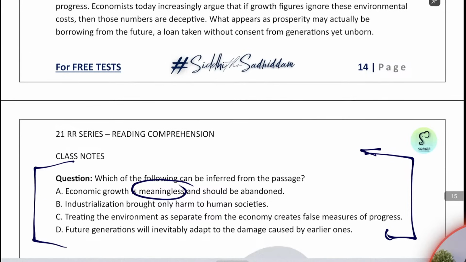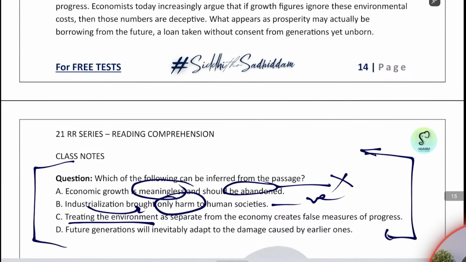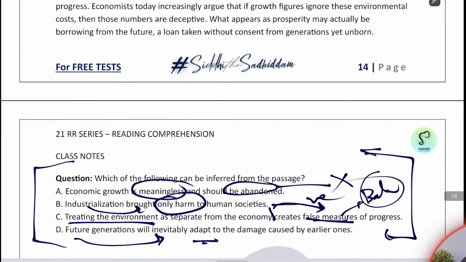Economic growth is meaningless. It should be abandoned. Nobody will write something like this. Industrialization brought only harm, completely negative. Treating the environment as separate from the economy creates false measures of the progress. This is a balanced statement. Future generations will adapt to the damage caused by the earlier ones. They will inevitably adapt. This looks like a 20% correct answer choice.